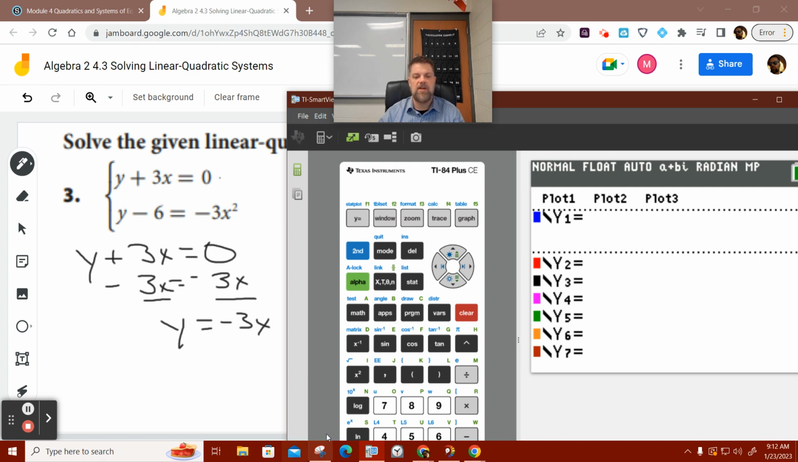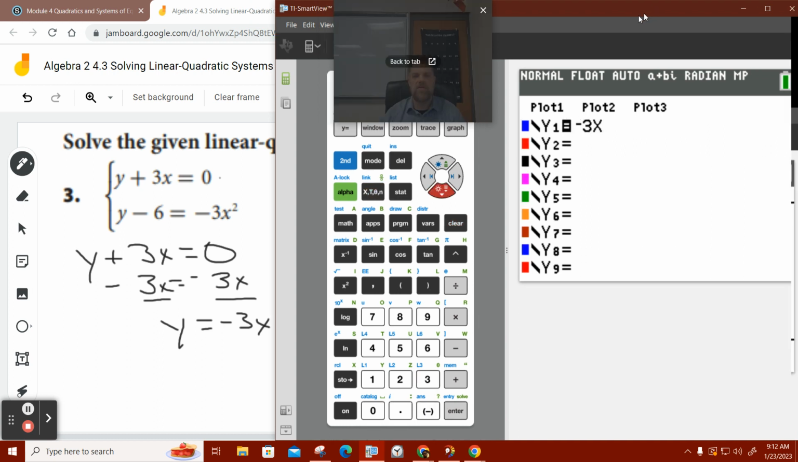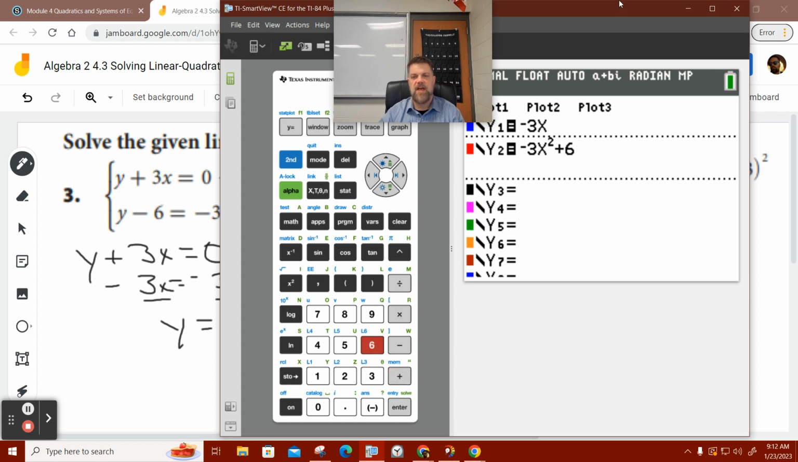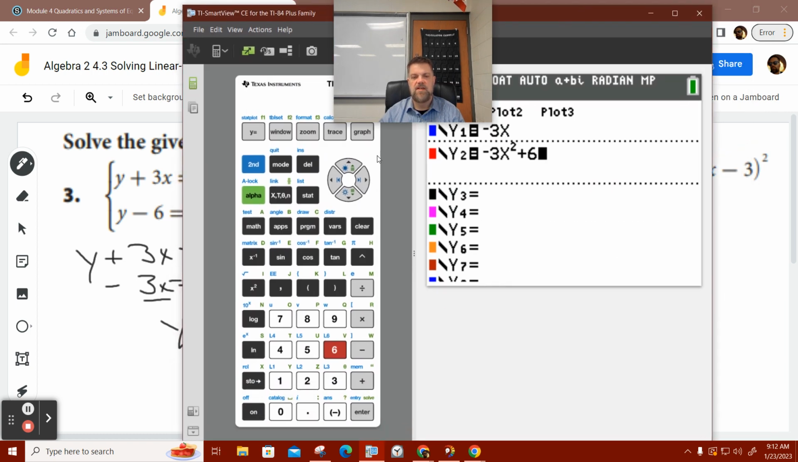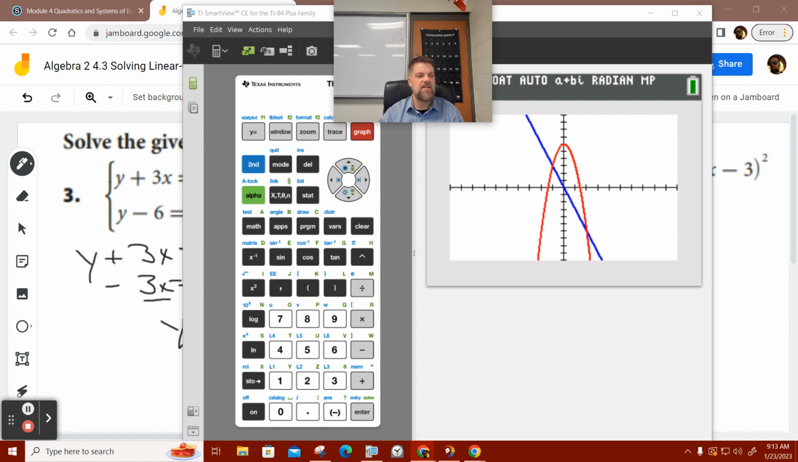So in y1, I'm going to plug in negative 3x. And then for y2, what was it? Negative 3x squared plus 6. Okay? Is that right? Yeah, plus 6. And so when I hit graph, notice that it intersects in two spots. All right? So that's a good thing. We should have two solutions because we have a second-degree polynomial in our quadratic. Now, there's two ways to do it. It looks like negative 1 and 2.